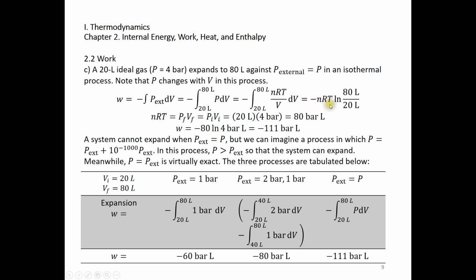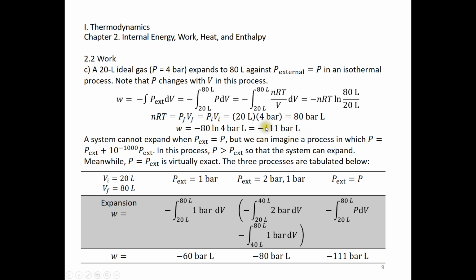We do not know the temperature, but we can calculate nRT by using PV equals nRT, and it's isothermal, so we can use initial PV or final PV. So nRT is equal to initial PV or final PV. It does not matter. Let's use initial PV. It's 20 liters times 4 bar, so that's 80 bar liters. Therefore, we can replace nRT with 80 bar liters. Work is negative 80 times Ln 4, 80 over 20, that's 4, bar liters. And we just calculate the logarithm of 4. I think it's roughly 1.4. We do the calculation. We get negative 111 bar liters.